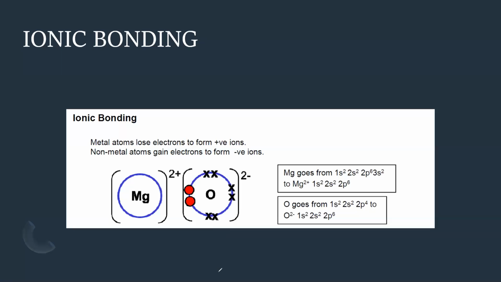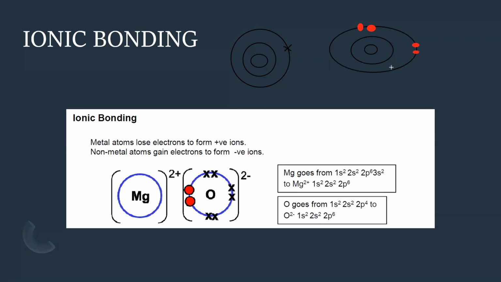So when there is a complete transfer of electrons from one atom to another, this type of bonding, which results in the formation of a positive and negative ion, we call ionic bonding. It normally occurs between a metal and a non-metal. So metals tend to lose all of their valence electrons, and non-metals tend to gain electrons to complete their octet. Octet means eight electrons in the outermost shell.